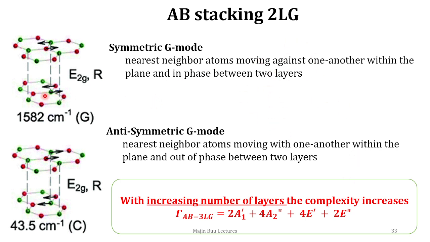Now, in case of a two-layered graphene, you're going to have stacking of two graphitic layers, and the G mode or the G band is further divided into a symmetric and an antisymmetric mode. In the symmetric mode, the nearest neighbor atoms are moving against one another, but the movement is in phase between the two layers, that is the top and the bottom layer. On the other hand, the antisymmetric mode has neighboring atoms that are moving along with one another, but on the whole they are out of phase between these two layers.